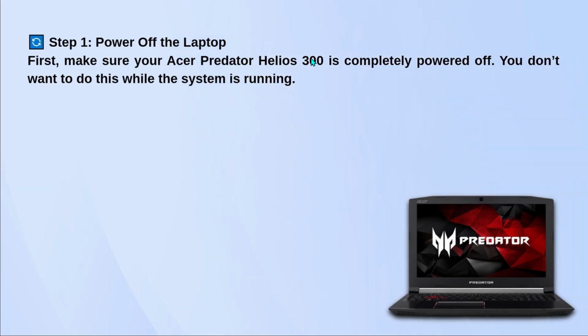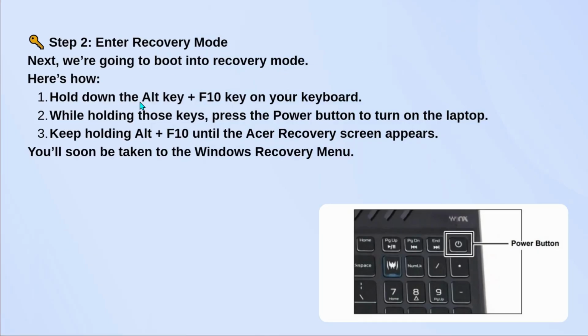Now we're going to boot into recovery mode. To do that, hold down the Alt key and the F10 key at the same time. While you're still holding those, press the power button to turn the laptop on. Keep holding Alt and F10 until you see the Acer recovery screen pop up. That will take you to the Windows recovery menu.